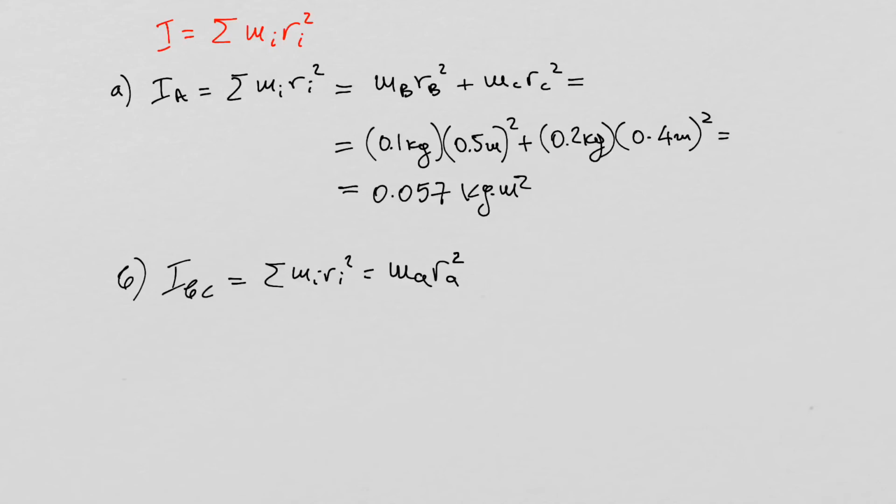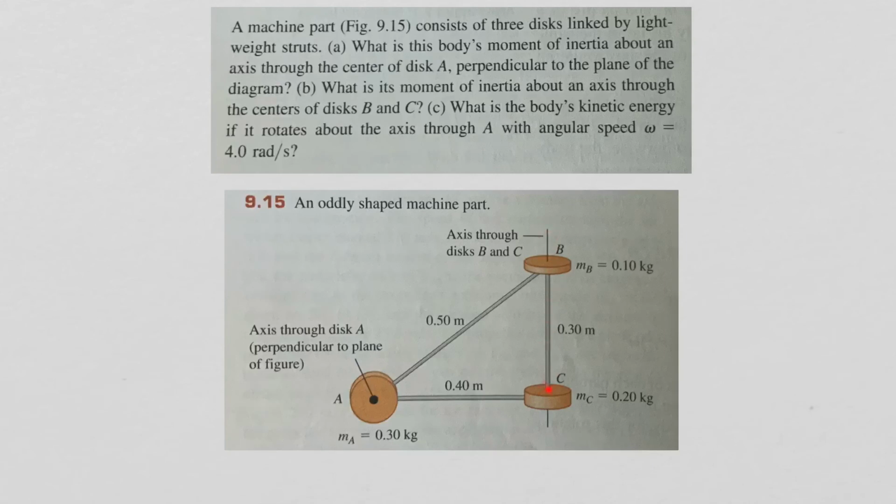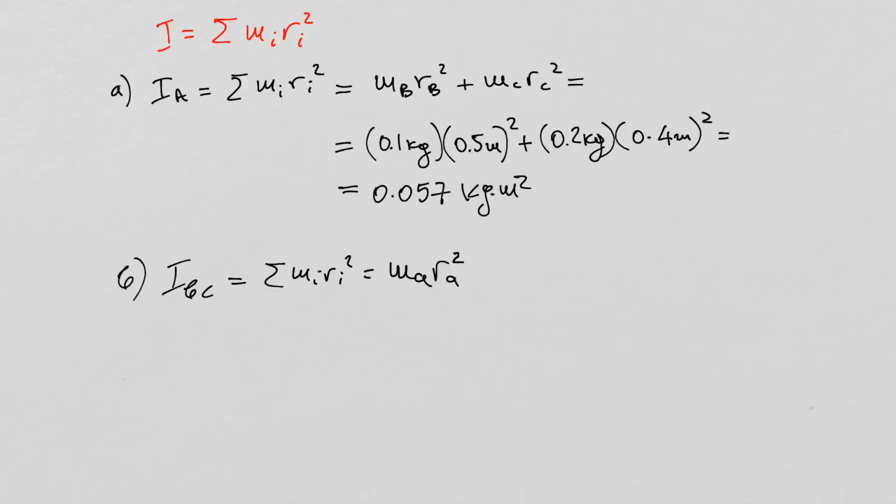Part B of the problem asked to calculate the moment of inertia about an axis of rotation that passes through the centers of B and C. So right here. So that means that the calculation will only involve the mass of A and the distance from A to the axis B and C. So the mass of A multiplied by the distance between A and the axis that passes through B and C squared. So that gives us 0.3 kilograms times 0.4 meters squared. That is equal to 0.048 kilograms meters squared.